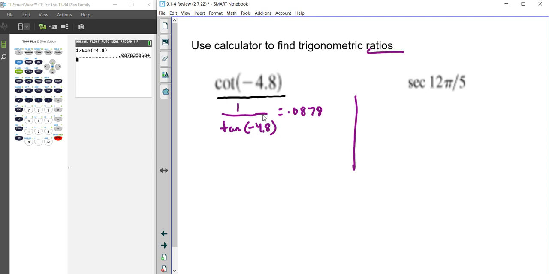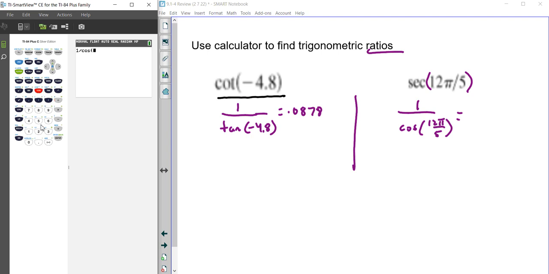How do you do secant? Well, secant, same thing. Secant is not found on our calculator. This is in radians because it doesn't say a degree. We have to put this in sine, cosine, or tangent. Secant is 1 over cosine of this angle, so it'll be 12 pi over 5. How do we do that? We go literally 1 over cosine of 12 pi, second pi right there, divided by 5, close parentheses, press enter. It's going to equal 3.236, and that is our ratio that we found.